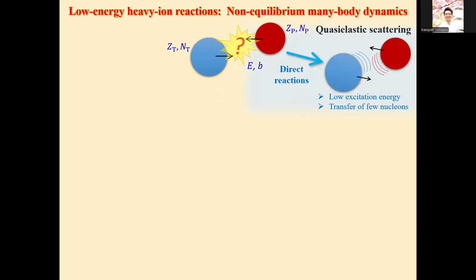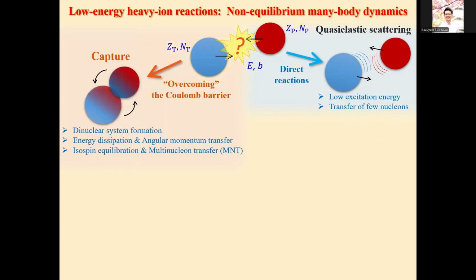When the energy is smaller than the Coulomb barrier, or let's say the energy is not enough to make a collision of two nuclei, we have the so-called direct reactions, which are just simple reactions. For instance, transfer of a few nucleons through quantum tunneling, and the excitation is negligibly small. This is the so-called quasi-elastic scattering.